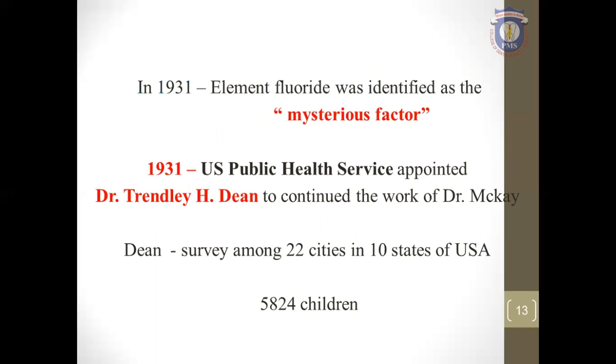In 1931, the element fluoride was identified as the mysterious factor causing this enamel mottling. In 1931, the US Public Health Service appointed Dr. Trendley H. Dean to continue the work of Frederick McKay. After the late McKay, Dean surveyed 22 cities in 10 states of the USA, which accounted for almost 5,824 children.